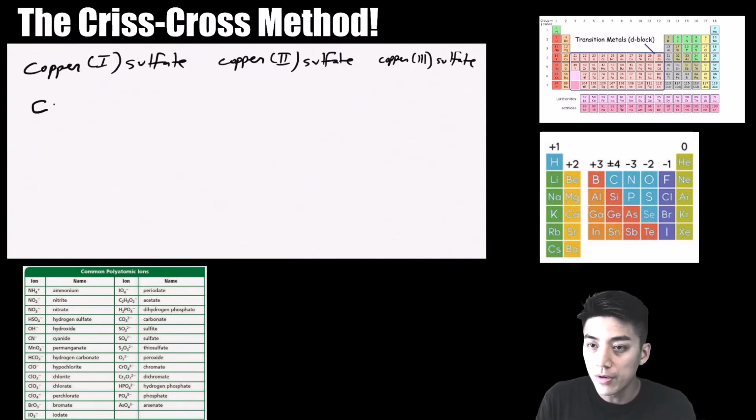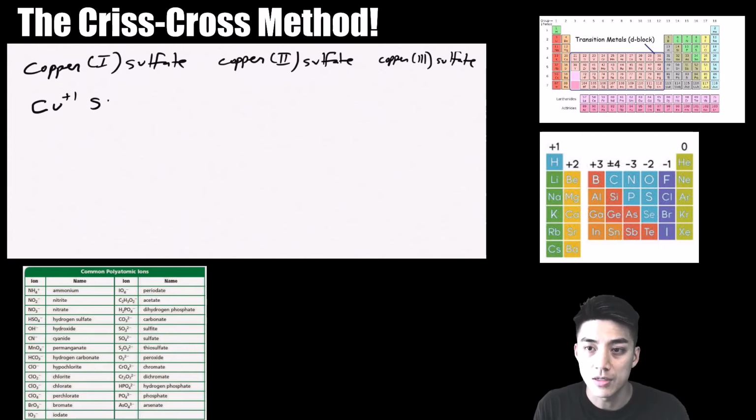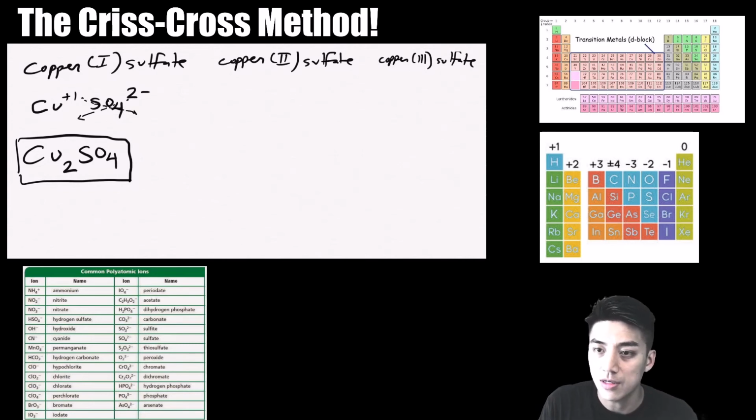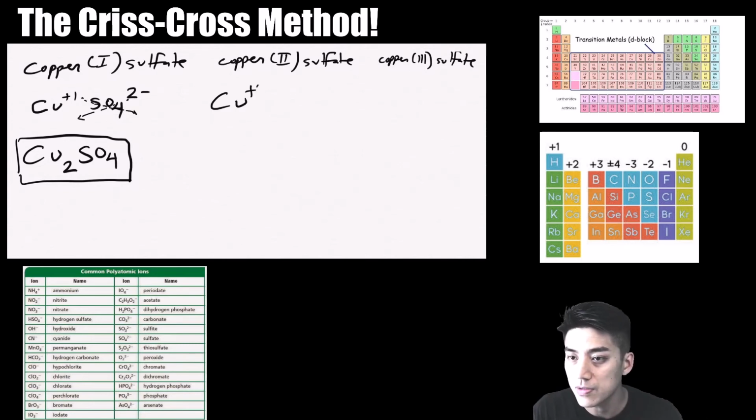Let's try a different metal with a different polyatomic. So copper 1 sulfate. Sulfate is SO4 2-. Crisscross the charges. Copper now receives the 2. Sulfate is just 1 set. So copper 1 sulfate is Cu2SO4. Remember, we're just crisscrossing the charges. Let's move on. Let's try the next one.